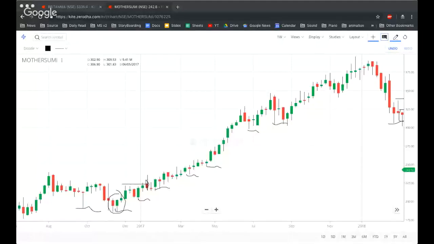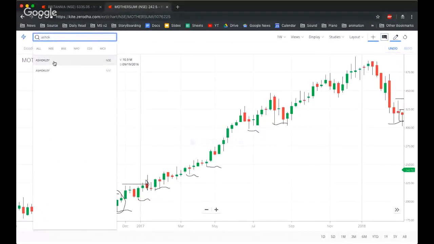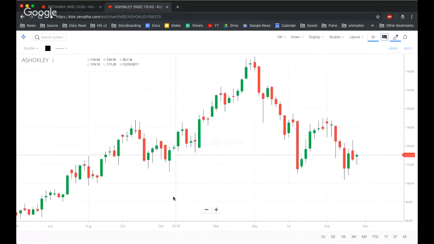Everyone's clear, right? Why not Ashok Leyland? Okay, why are we behind Ashok Leyland? I'm going to open Ashok Leyland and see what happens. Ashok Leyland, someone has asked 20 times, so I have to open Ashok Leyland now. So let's see the trades.